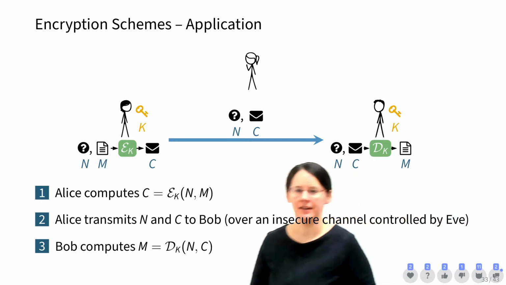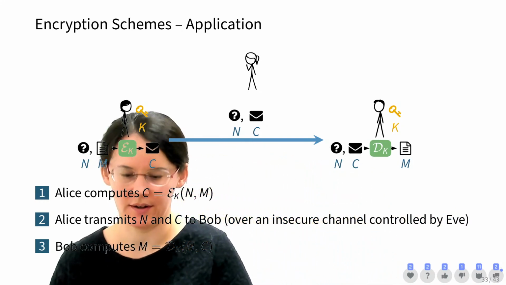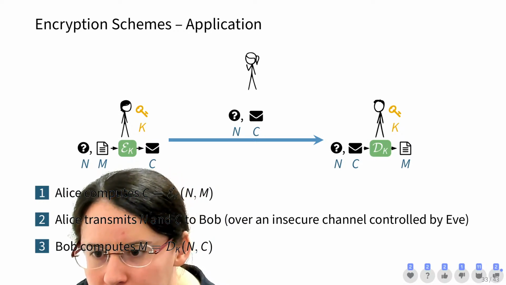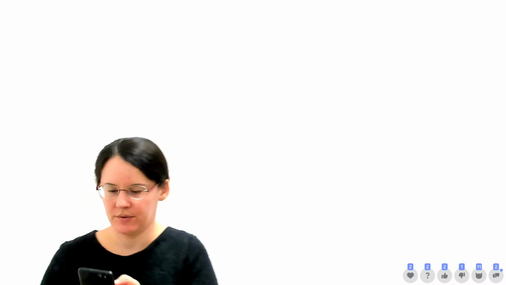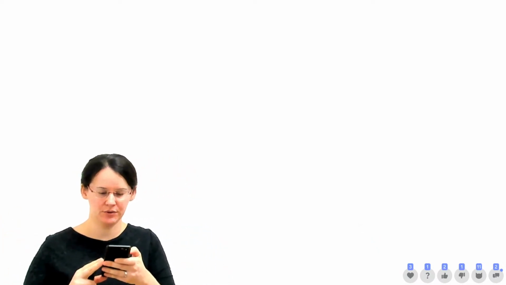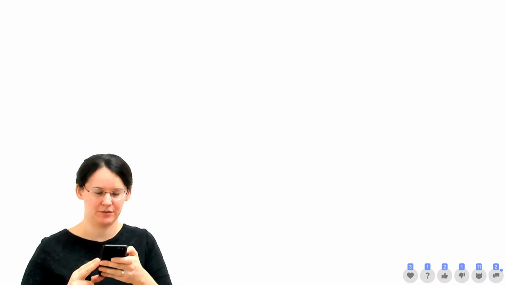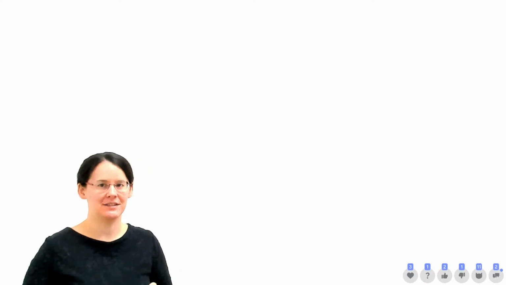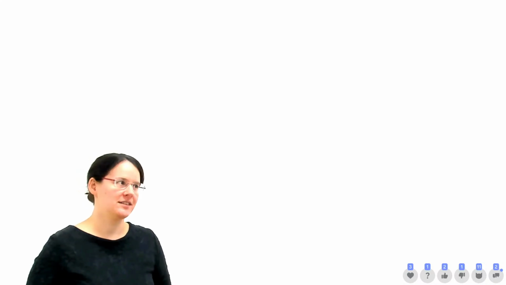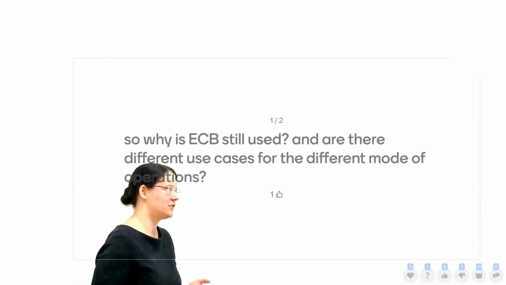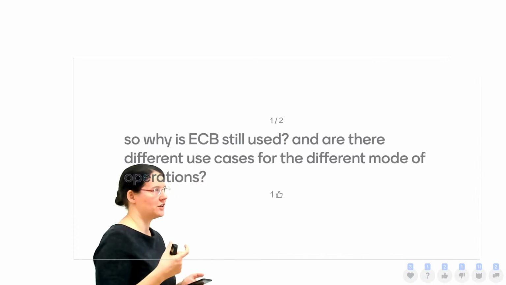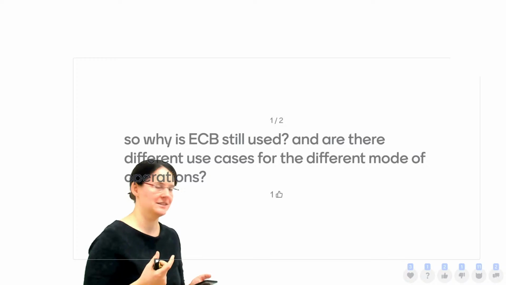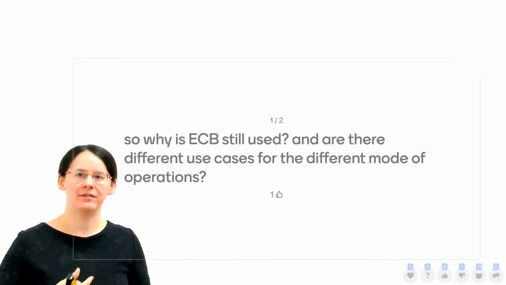Okay, let's do question time before we go to the modes, how to do this. So the first question is, why is ECB, the weak mode we saw before, still used, and are there different use cases for the different modes of operation? Well, actually, it's hopefully not used anywhere. Whenever ECB is used anywhere, this is a mistake of the implementer. I cannot think of a single application, except for messages which are guaranteed to be only 1 block in size, to use this mode. So it's never ever a good idea.